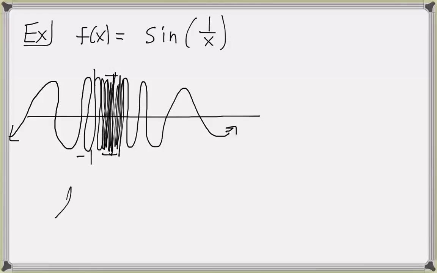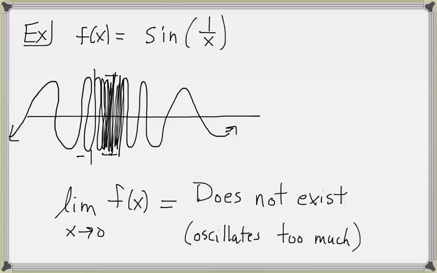So if we looked at the limit of f of x as x approaches 0, again we would have to say that this limit does not exist. The reason why it has no limit is because it just oscillates too much. As x gets closer and closer to 0, the function oscillates too much to have a limit. The values of sine of 1 over x are not getting closer and closer to one particular number as x gets closer and closer to 0.